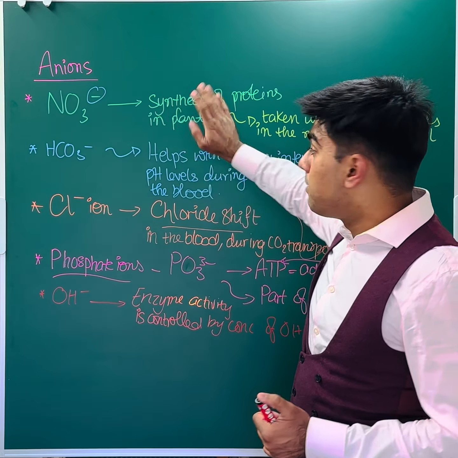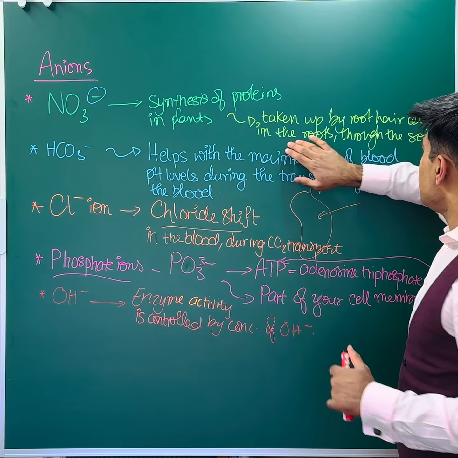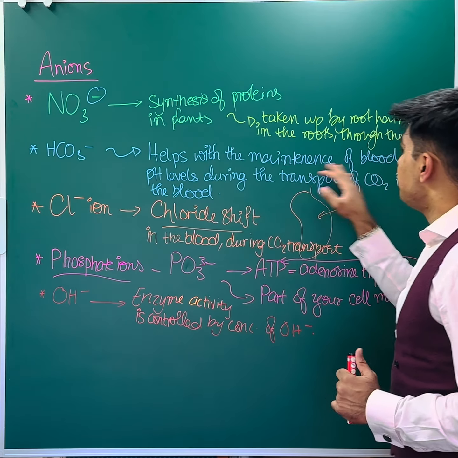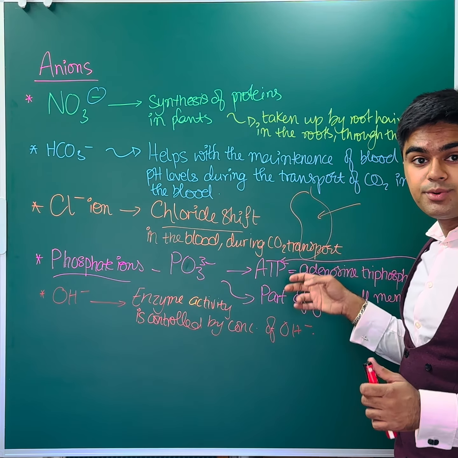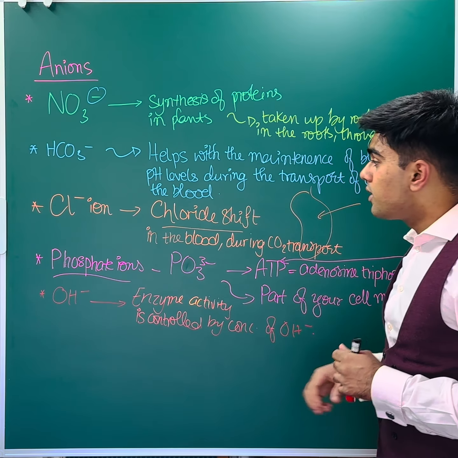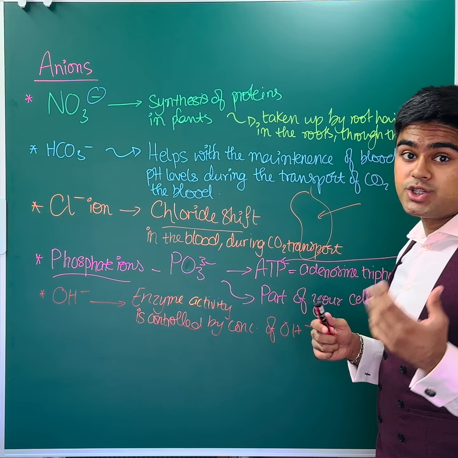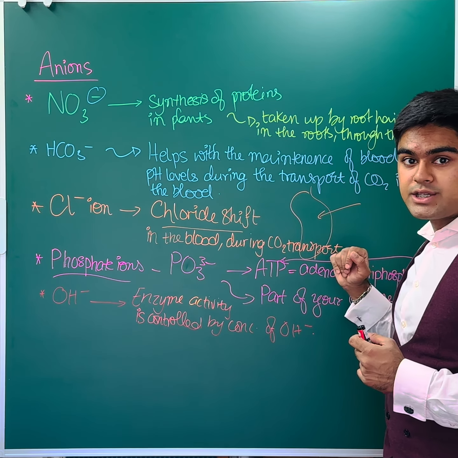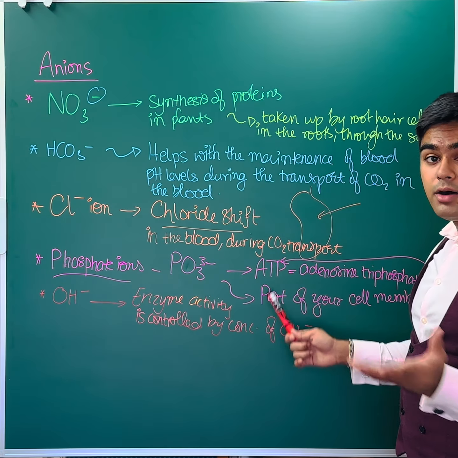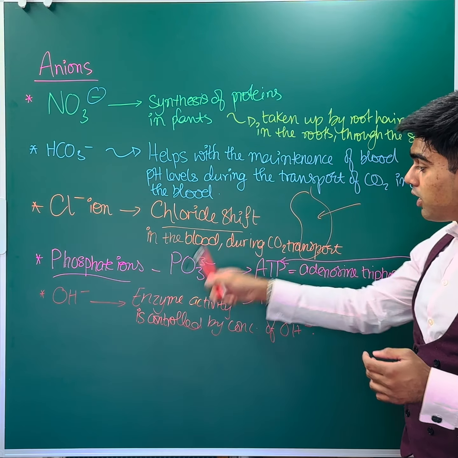So nitrate ions, plants, allow for synthesis of proteins in plants. They're taken up by the root hair cells in the roots from the soil. HCO3 minus, hydrogen carbonate ion, helps with the maintenance of blood pH levels during the transport of CO2 in the blood. You will learn more about this in the gas exchange chapter. No need to worry. Chloride ion, Cl minus, allows for chloride shift to occur, hence allows for charge to be balanced. Okay? Learn more in the gas exchange chapter. You need to memorize this for now. Your phosphate ions, PO3 minus, part of ATP, as it's on the cover, adenosine triphosphate, hence part of ATP.